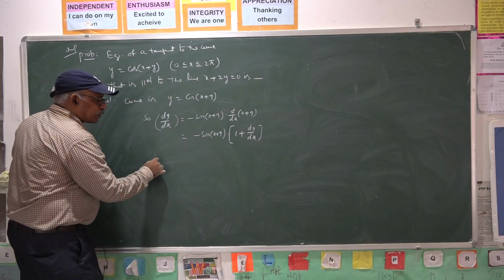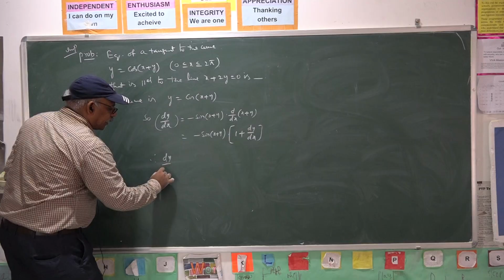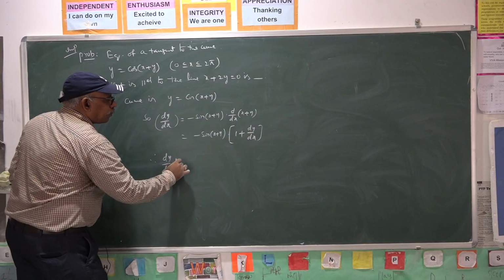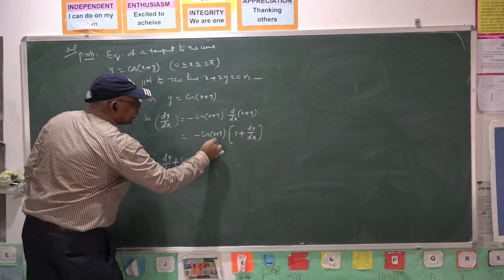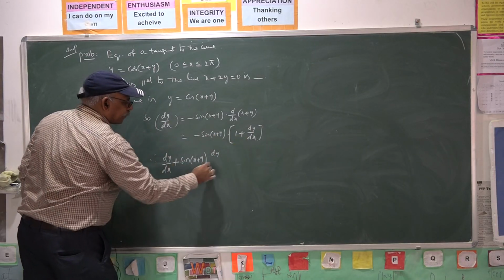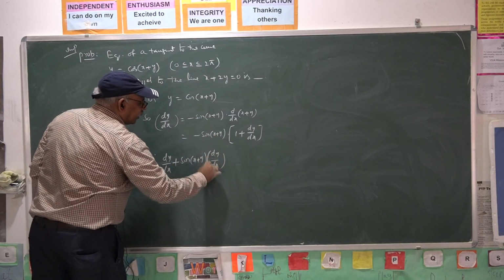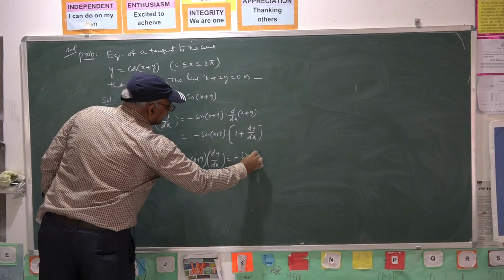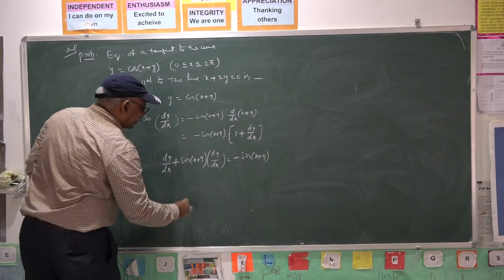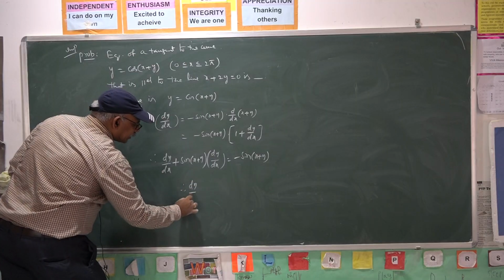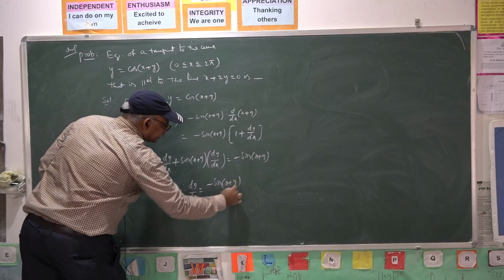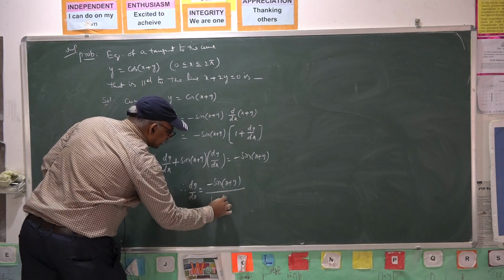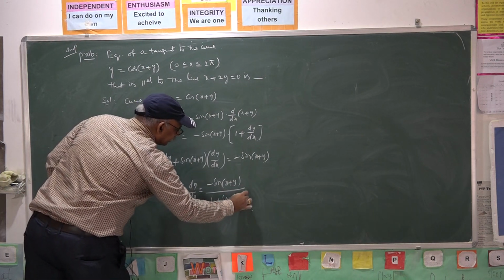Collecting dy by dx terms: dy by dx plus sine of x plus y into dy by dx. I am taking this product to this side, equal to minus sine of x plus y. Therefore, dy by dx is minus sine of x plus y by 1 plus sine of x plus y.